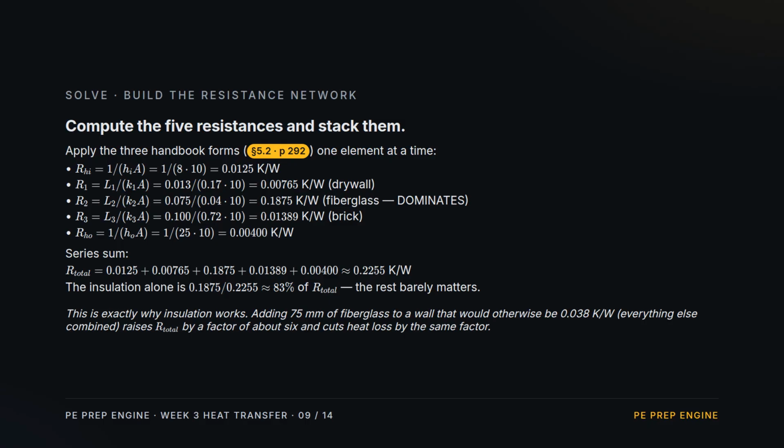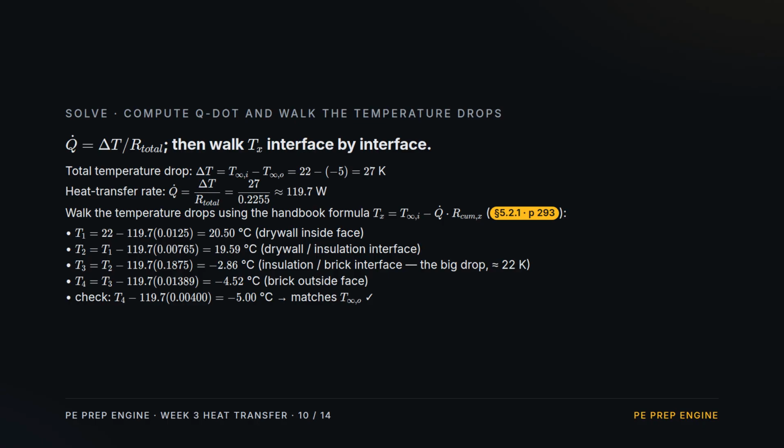Build the network. Five elements from the three forms, 1 over hA for each film, L over kA for each solid layer. They sum to about 0.225 Kelvin per watt. The insulation alone is roughly 83% of our total. Everything else barely matters, which is exactly why insulation works. Compute Q dot. Then walk the temperature drops.